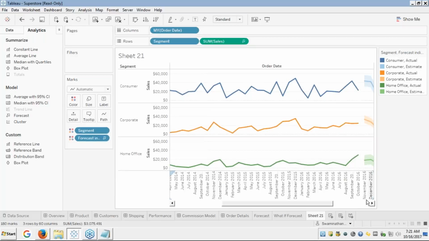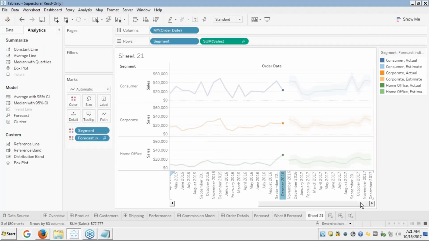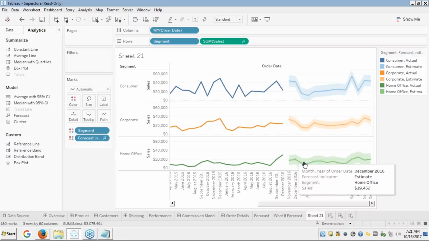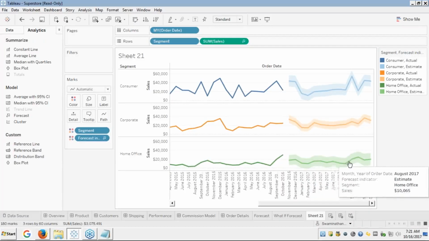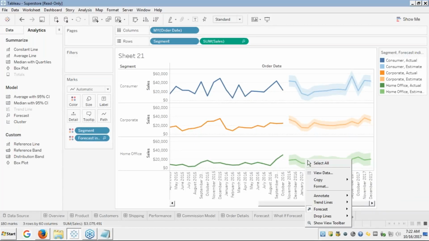Now the answer for your question, Manikandan, the last one. Earlier, we didn't see much spike in the home office segment. But when I'm customizing this particular forecast option, I'm able to see more trends coming into the data. So this is what we can do using the forecast. Now you are able to see the trend coming out because I'm changing the trend model.